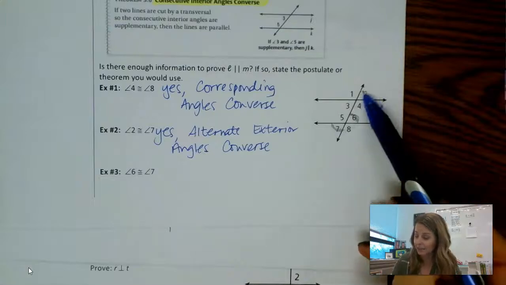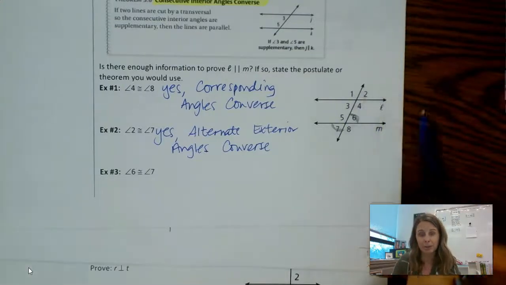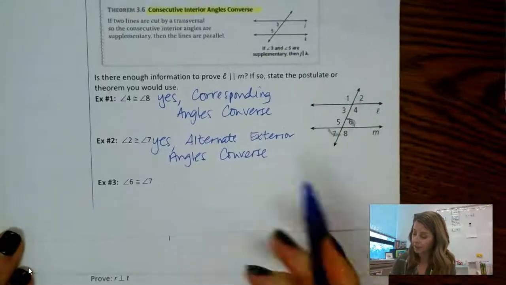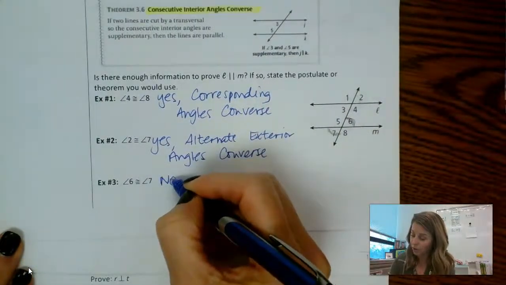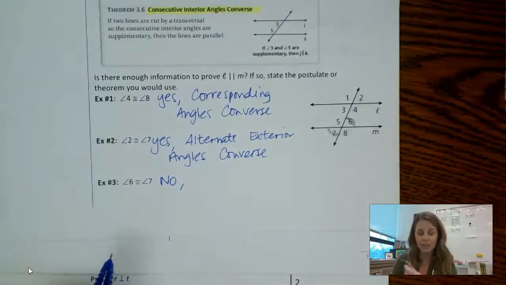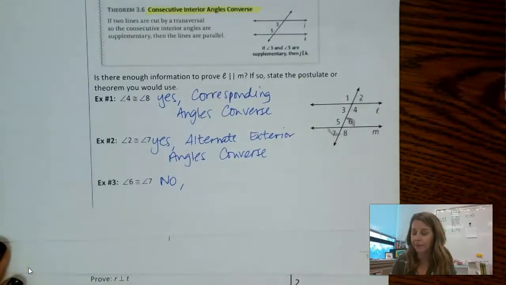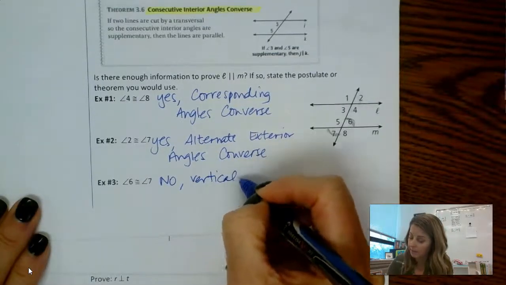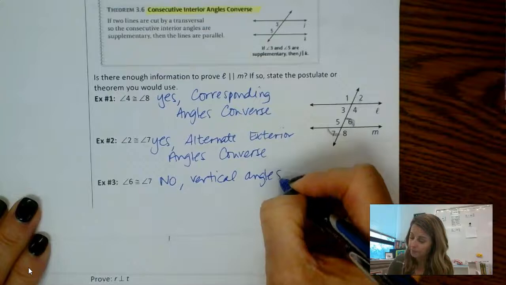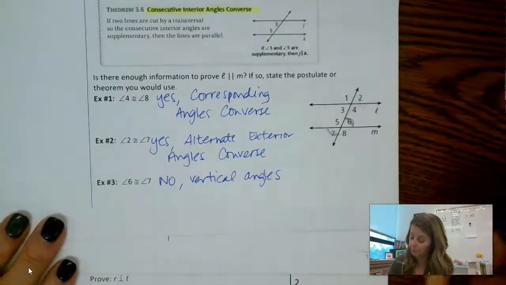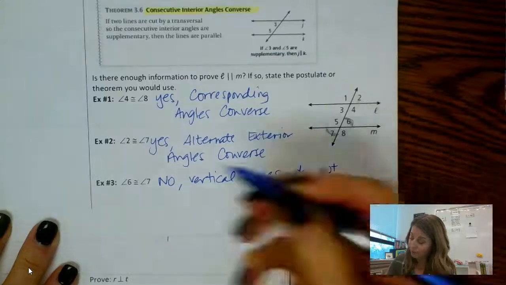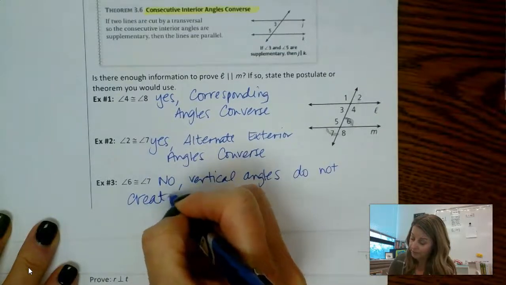And it doesn't. Notice 1, 2, 3, and 4 must be included in what I'm given in order to use one of my converses. So I'm going to say here, is there enough information? No. And then I'm just going to elaborate a little bit and say something like vertical angles do not create parallel lines, or you could say vertical angles do not guarantee lines are parallel.